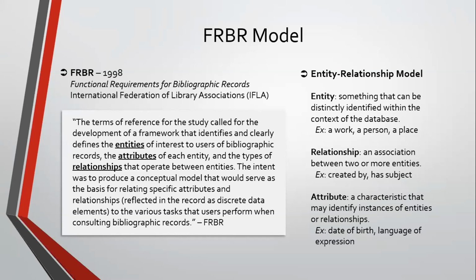So an entity is something that is distinct and exists within our database, for example, and can be described, like a work, person, or place. And then these entities have relationships. So a work is created by a person, a work has a subject. These are examples of the relationships between entities. Then entities are identified by their attributes. So date of birth is an attribute of a person. Also, you might think of attribute and relationship as other words for elements as we know them.